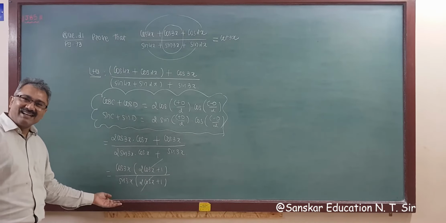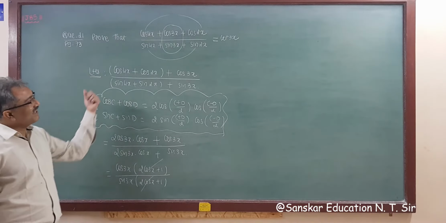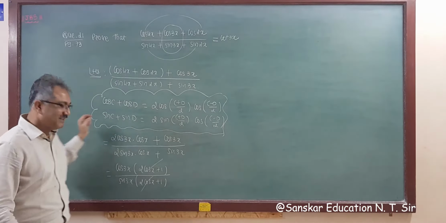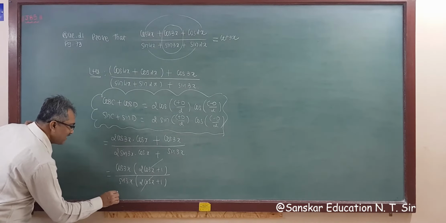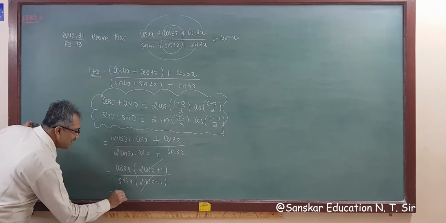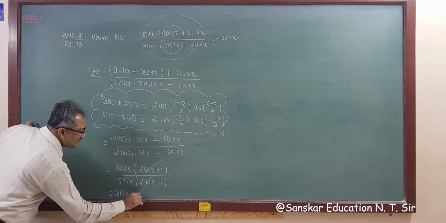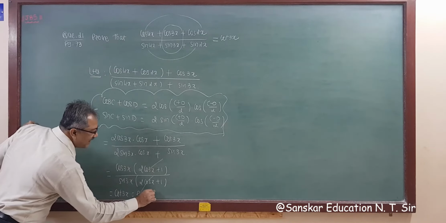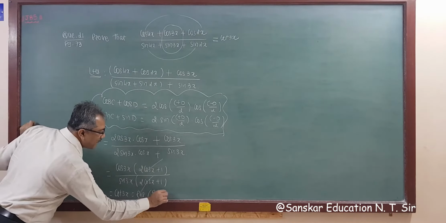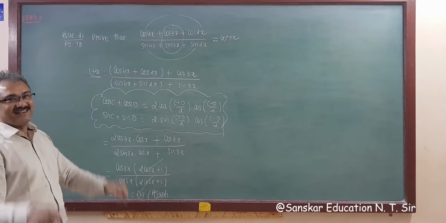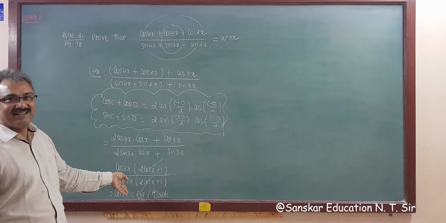Cos upon sin. See, sidetrack person came into the answer, right? Sometimes the sidetrack also comes in handy. So this is cot 3x, that is your right hand side, and hence true. Easy, right? So do it yourself again.